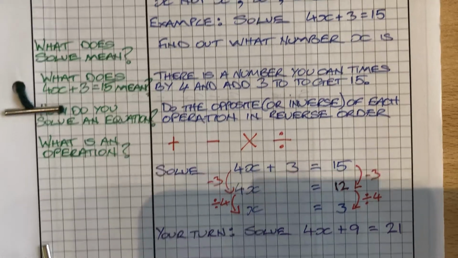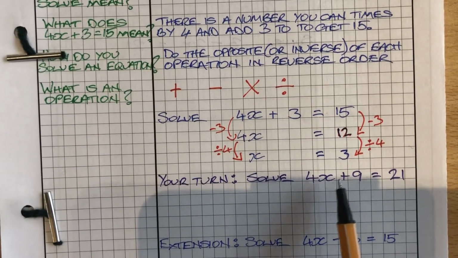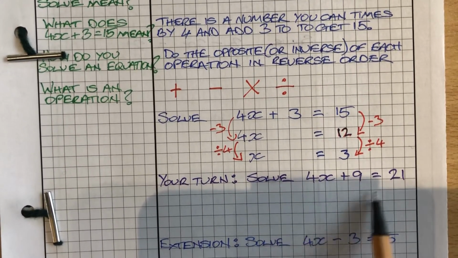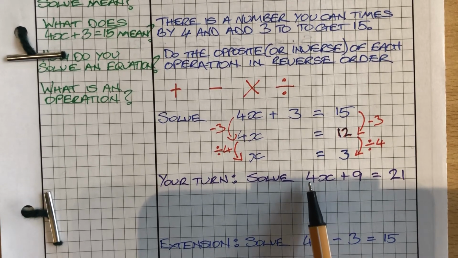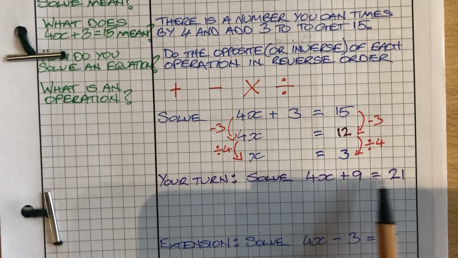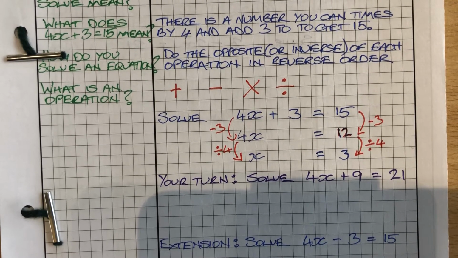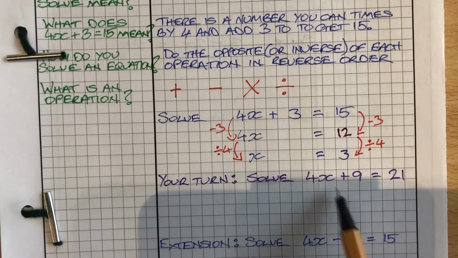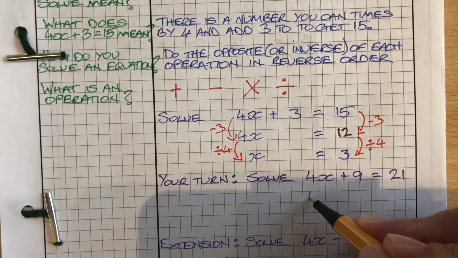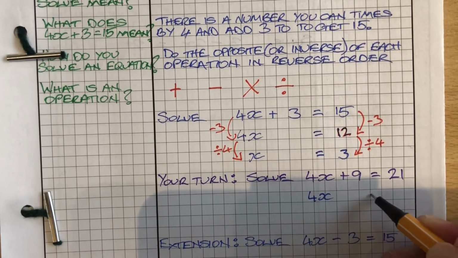Okay, let's look at this one then. What does this say? It says a number times by 4 and add 9 makes 21. What was the last thing that happened in creating it? It was add 9. So let's get rid of add 9 from this side.